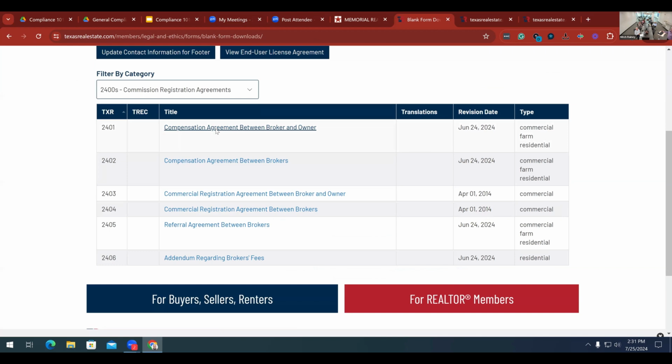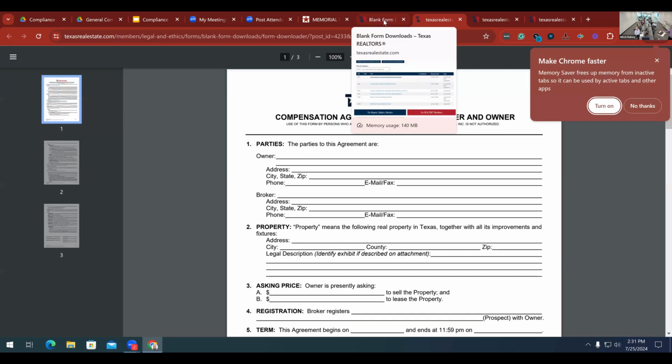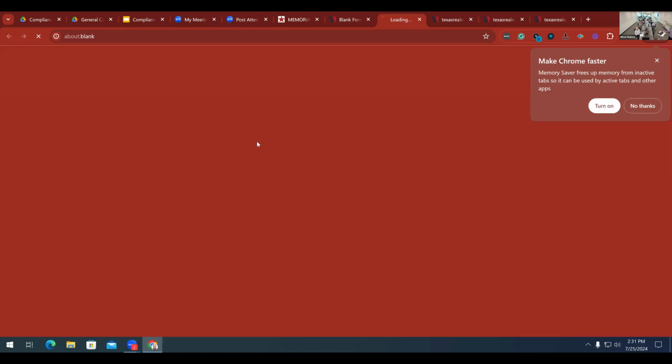That one's still good. This one here is pretty much what we had. That's the same as the registration between broker and owner. Yes, they just changed it to compensation, which is smarter instead of registering. Compensation agreement between brokers. Ooh, that's the one. All right. I'm here for that. That's why I'm in here right now.